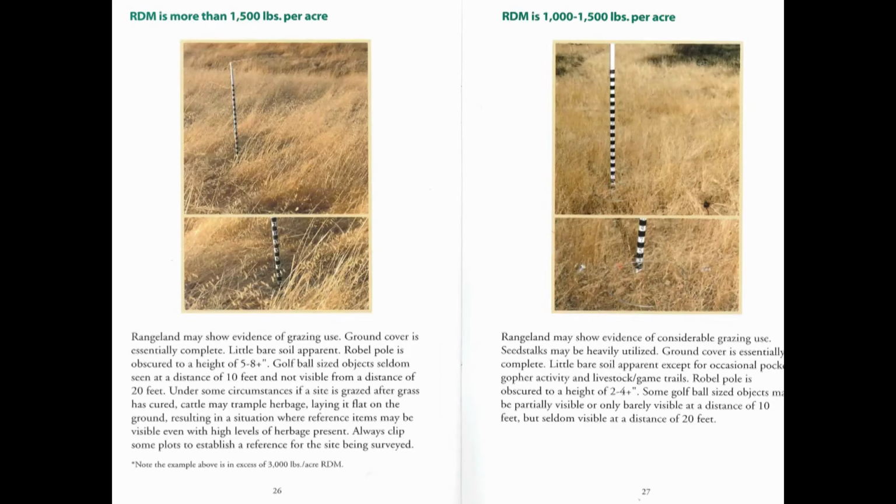Now, as you look at residual dry matter over 1,000 pounds, once you get past 20 feet, you can't see any of those tennis balls or golf balls. And as you observe, particularly on the left with residual dry matter of over 1,500 pounds per acre, you can see that Robel pole, when you get out 10 to 20 feet, really you can't see much past about 9 inches on the top or 7 inches on the bottom, depending on your distance away from that pole.